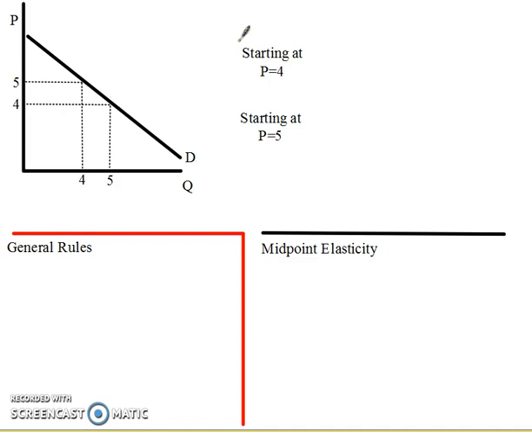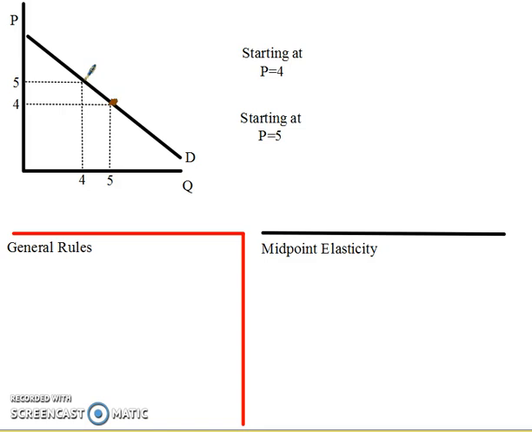So let's measure elasticity starting at price equals $4. So that's going to be right here. Price equals $4. And when the price is equal to $4, the quantity is equal to 5. So we're going to measure elasticity as we go from this point, price equals $4, up to this point where the price is $5. So let's measure that elasticity.